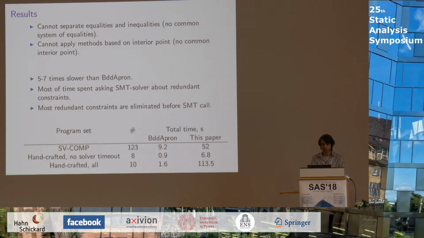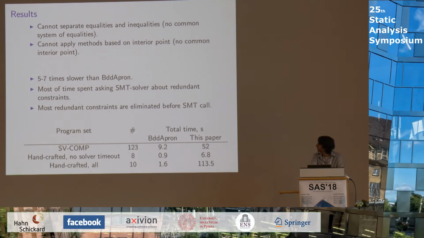We also cannot apply any methods or heuristics based on finding an interior point. There is work by Michaël Périn and Alexandre Maréchal, where they pick a point in a polyhedron and do things with it. Again, there is no common interior point between relations of Booleans. These two things are really unfortunate, and they make us want to rethink some of the decisions we made along the way.